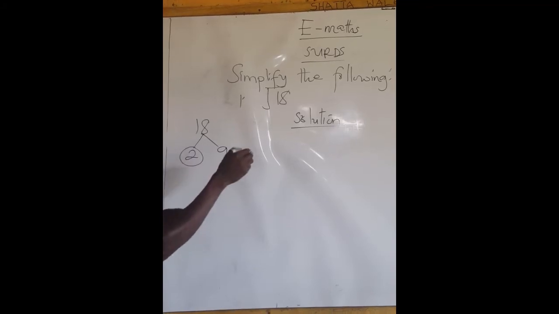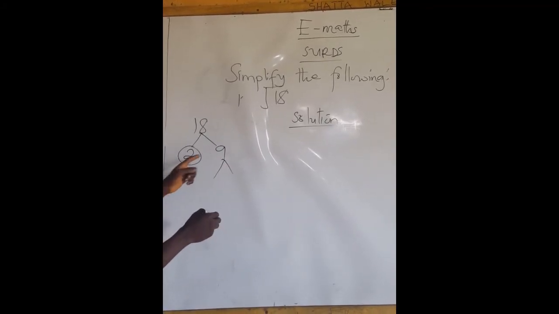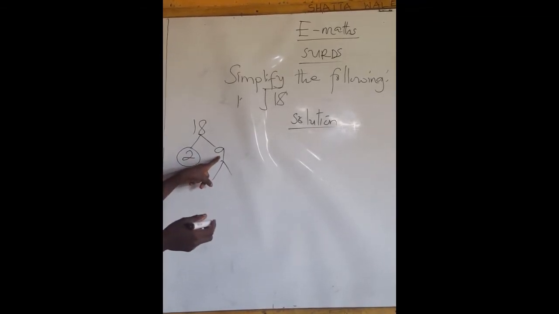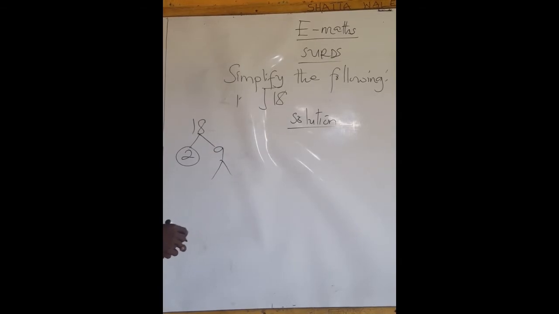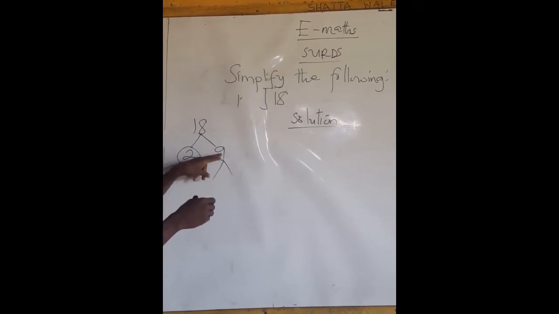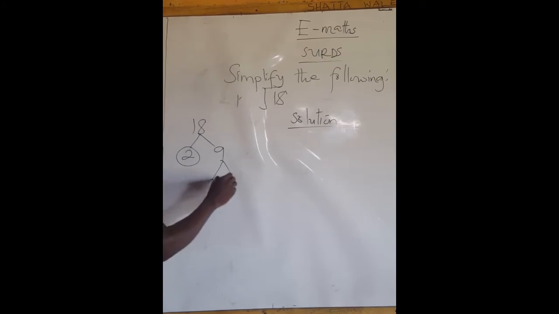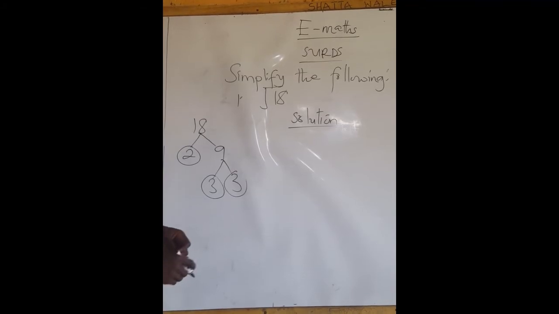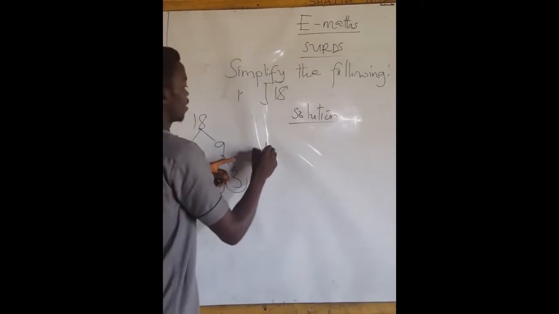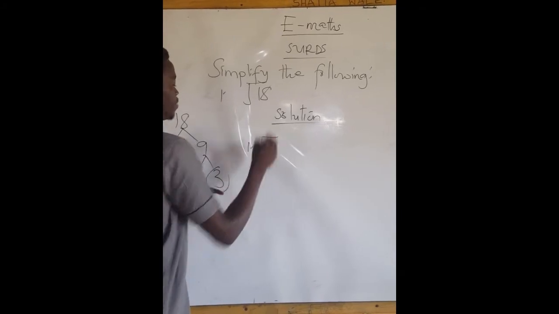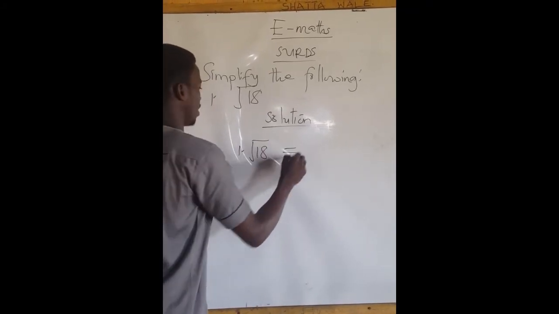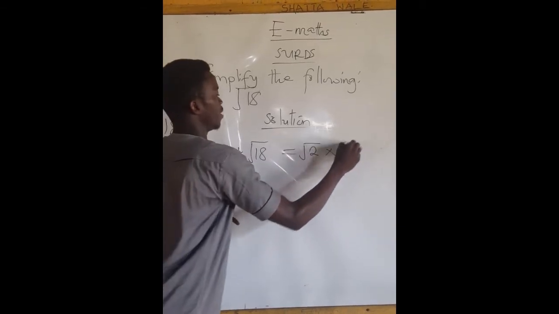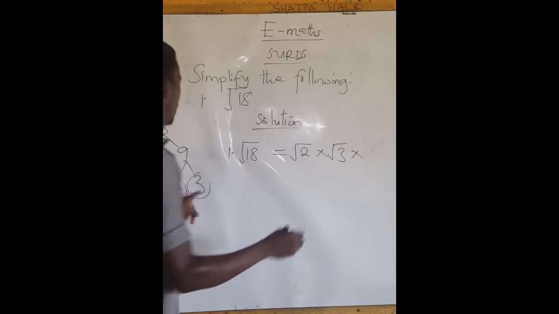So let's break 9 down to get a prime number. We are going to divide it by the prime numbers, starting from 2. Can 2 go into 9? No. So move on to the next prime number, which is 3. Can 3 go into 9? Yes. 3 can go into 9, how many times? 3 times. So now your 3 is a prime number. This 3 is also a prime number. So it means our root 18 can be written as root 2 times root 3 times root 3.